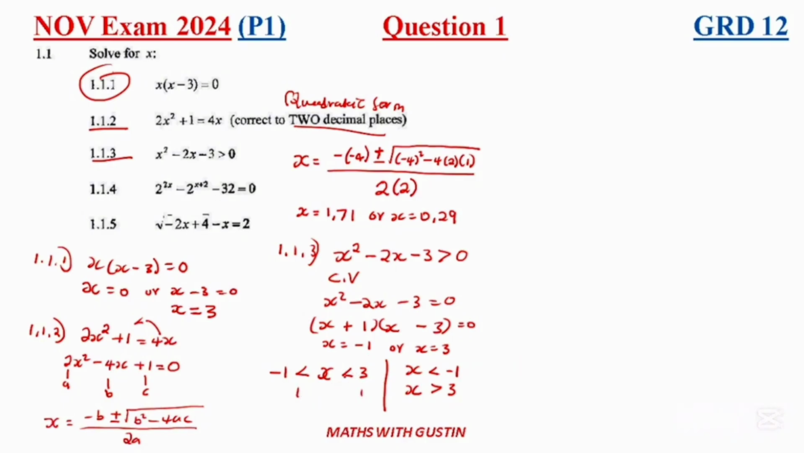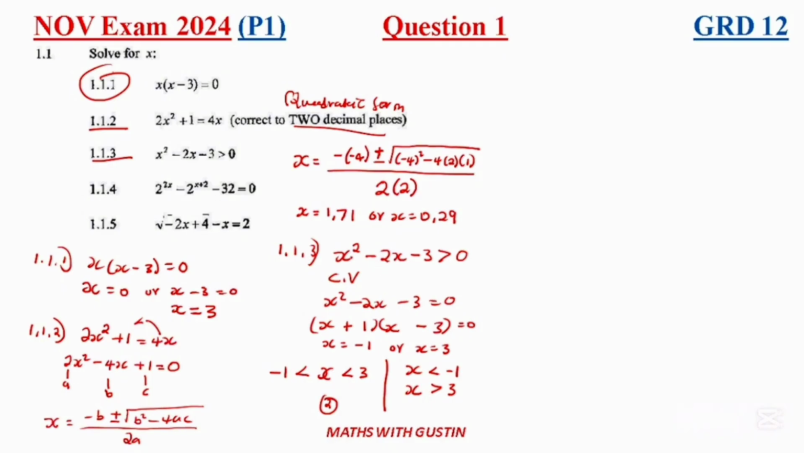Now in between here, we can choose which number is in between. I can choose 2. So we're going to choose 2, and then we substitute 2 there. If we put 2 here, the answer we're going to get will be greater than 0. If not, therefore this is not the solution. The other one will therefore be the solution.